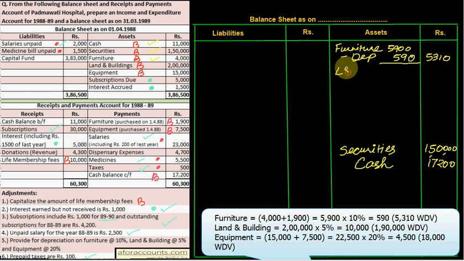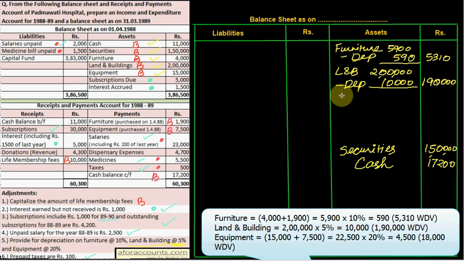Land and building 2 lakh. There is no addition in land and building, no payment further for land and building, but there is depreciation of 5% actually. See, in the question it is mentioned land and building has to be depreciated at the rate of 5%. So less depreciation at the rate 5%. 5% of 2 lakhs is 10,000. So it is 1,90,000. And land and building is done.